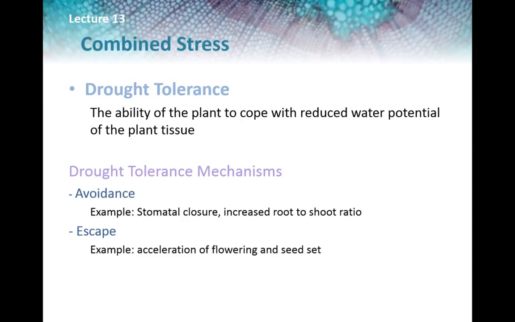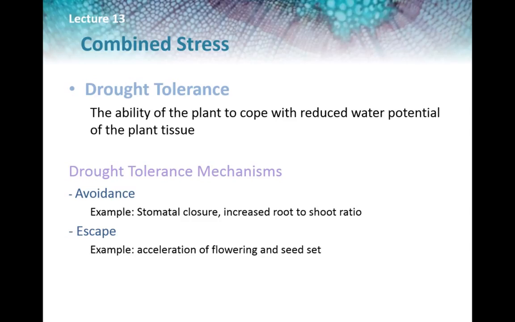Drought tolerance can be defined as the ability of the plant to cope with reduced water potential of the plant tissue. In order for plants to tolerate drought, plants evolved mechanisms of tolerance. Those are drought avoidance. Those mechanisms aim to limit transpiration or promote water uptake such that the plant tissue does not experience reduced water potential or dehydration. Examples of this are stomatal closure and the increased root to shoot ratio.